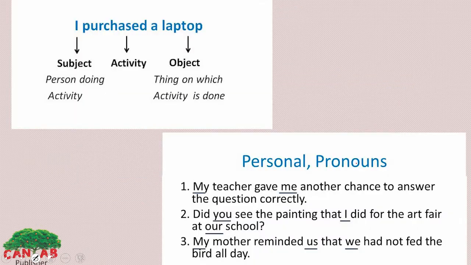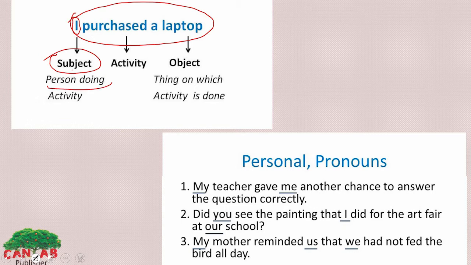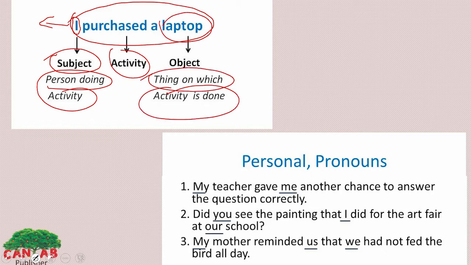What are these? Look at here. This sentence, I purchased a laptop. Here, I is a subject, the doer of the action, the person doing the activity. And the subject usually comes first in the sentence. Here, you can see it's first. Purchased is an activity, an action, and laptop is an object. Object is the thing on which the activity is done. Subject is the doer or the person doing the activity.